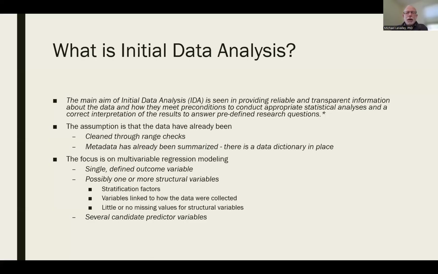You have a single well-defined outcome variable, hopefully. And you have a few what they call in the paper structural variables. These are variables that have very little missing data. And usually they're linked somehow to either the data collection or to key features that are sort of uniformly collected. So things like age and sex could be these structural variables.